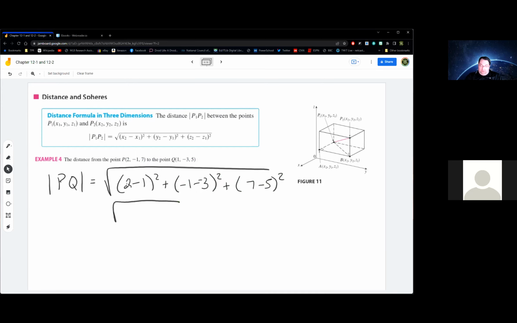So we've got 1 squared, which is 1. This one's going to be 2 squared, which is 4. And that's going to be 2 squared, which is also 4. So I've got the square root of 9, which in this case is 3.